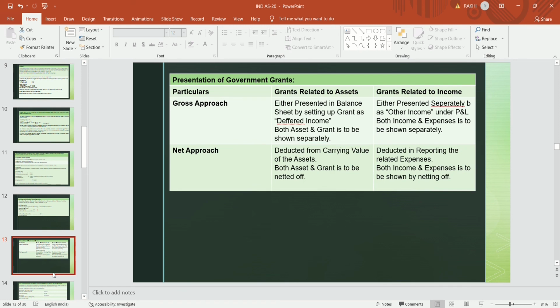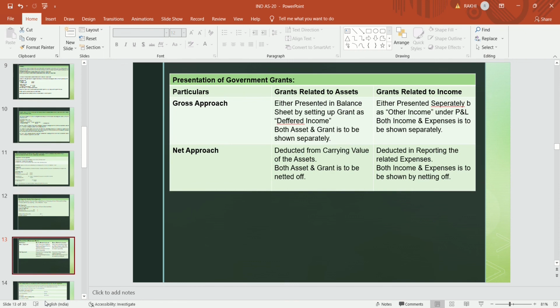In case of a grant related to income, if any grant is received for an expense incurred, it is to be presented separately. That is, if the grant is received for the reimbursement of the expense, it is treated as other income under P&L, and income and expense are shown separately. And in the net approach, the related expenses are deducted from the income. Whatever grant is received and whatever expenses are incurred are netted off in the net approach.